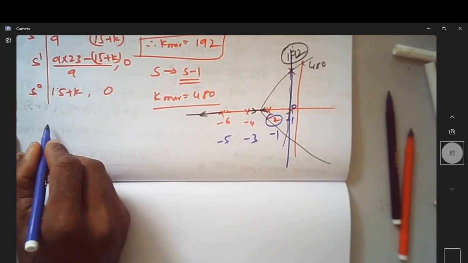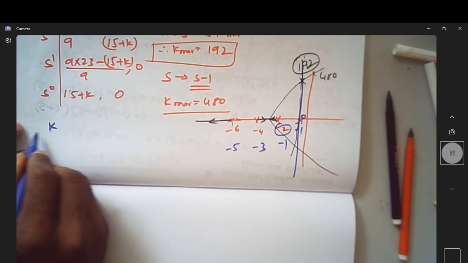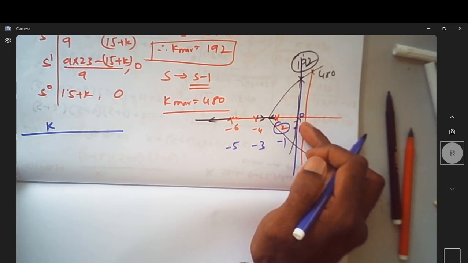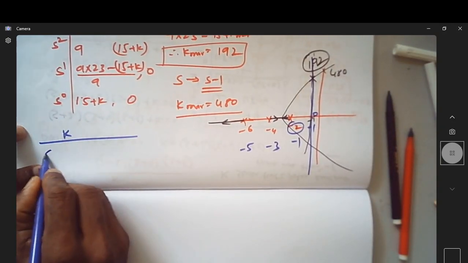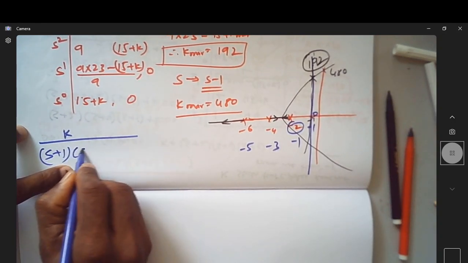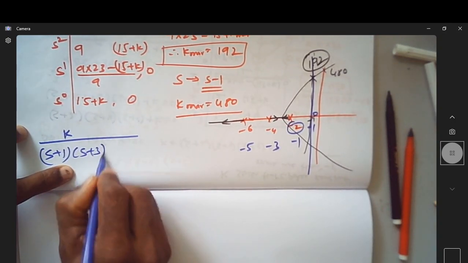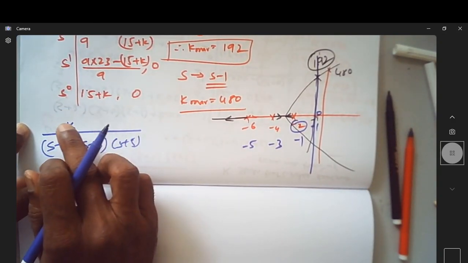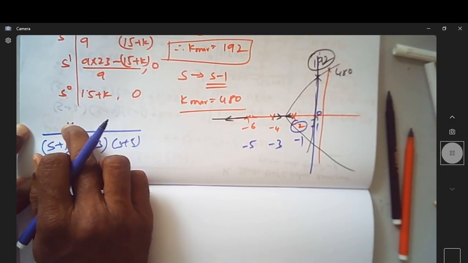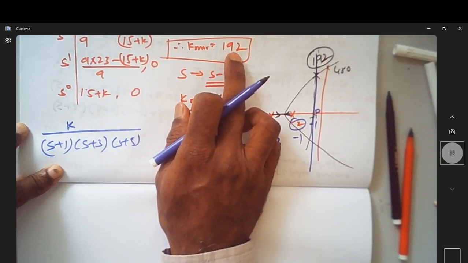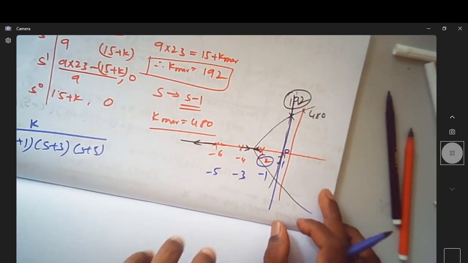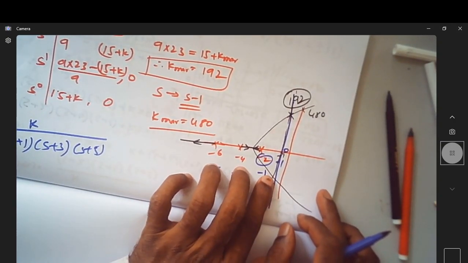So shall I now write the new characteristic equation with the shifted imaginary axis? Is it not s plus 1, s plus 3, s plus 5? If I find the k margin for this, it has to be 192. So why does this have to match with this? Because now it's the same transfer function that I had.